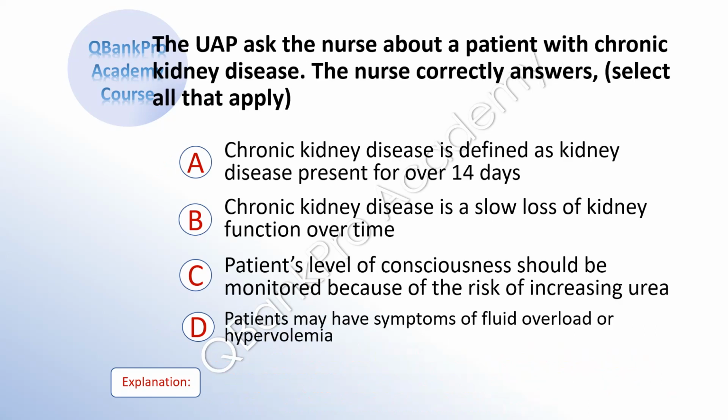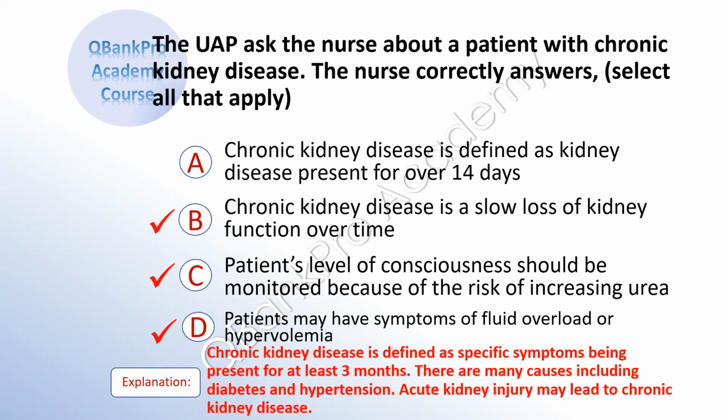The UAP asked the nurse about a patient with chronic kidney disease. The nurse correctly answers. Select all that apply. A. Chronic kidney disease is defined as kidney disease present for over 14 days. B. Chronic kidney disease is a slow loss of kidney function over time. C. Patient's level of consciousness should be monitored because of the risk of increasing urea. D. Patients may have symptoms of fluid overload or hypervolemia.